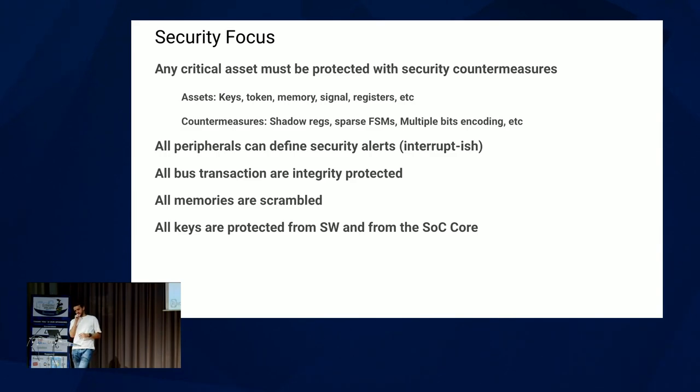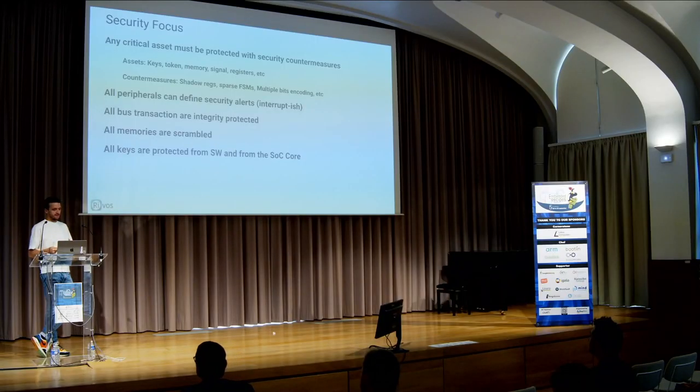All peripherals, all IP blocks can define security alerts. So you can implement your IP block, and you can define what is a security alert, and basically have a physical signal between your IP block and the CPU to alert the CPU and let it take a decision about what it should do with your AES engine that's actually alerting you about something really weird and funky going on. All bus transactions are integrity protected, all memory is scrambled, and all keys are by default protected from software. So software will not see your protected keys.